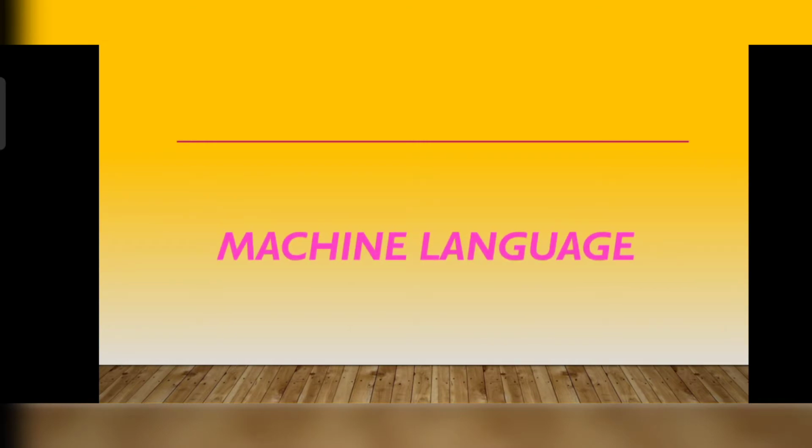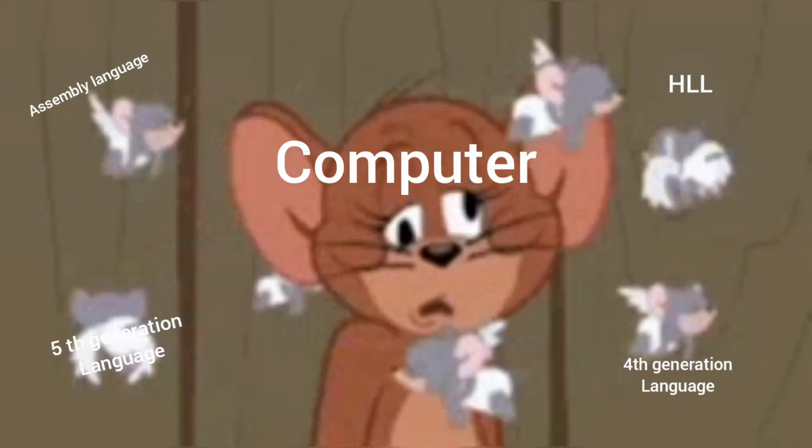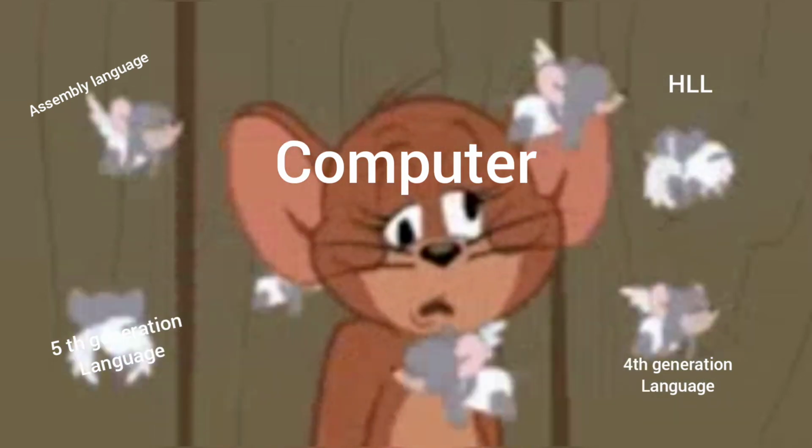We learned that computer can understand only the machine language. But it is not easy to learn the machine level language. So we introduced the languages like assembly language and high level language. But our computer cannot understand the languages like assembly language, high level language, fourth generation language and fifth generation language. So, we have to help the computer to understand the instructions in these languages.